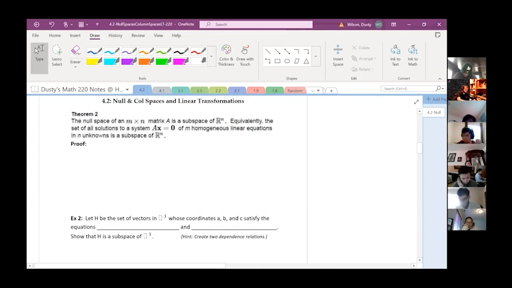The null space of an M by N matrix A is a subspace of Rn. Equivalently, the set of all solutions to a system AX equals 0 of M homogeneous linear equations in N unknowns is a subspace of Rn. So here we see that word subspace showing up again. In order to be a subspace, what 3 conditions must be satisfied? It must include the 0 vector. It must be closed under addition. It must be closed under scalar multiplication.